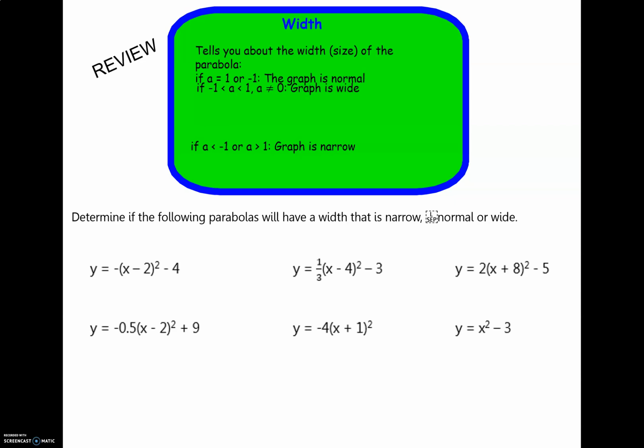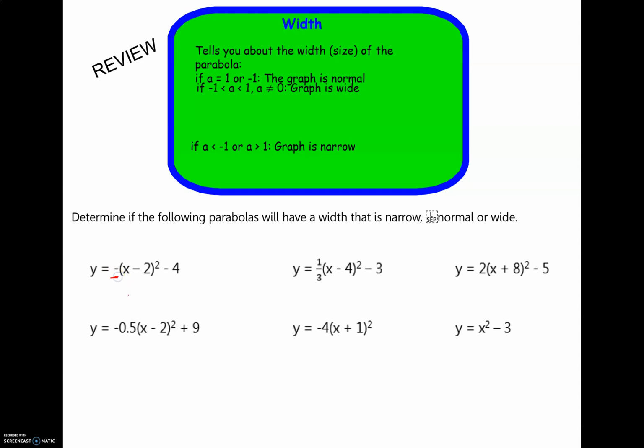So just a quick review. The width tells you about the size of the parabola. If a equals 1 or -1, the graph is normal. If we forget about the positive or the negative and just focus on the number, 1 is normal. A decimal between 0 and 1 is wide. And if that number is bigger than 1, we're narrow. So quick, just writing if we have a wide, narrow, or normal parabola.